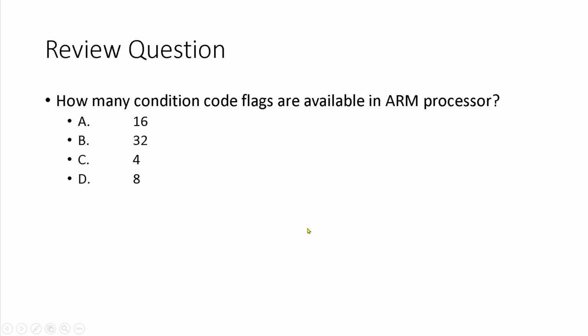So the review questions: how many condition code flags are available in the ARM processor? We have seen the condition code flags are available in which register? It is available in the program status register. If you refer to CPSR, you can find the answer for this.